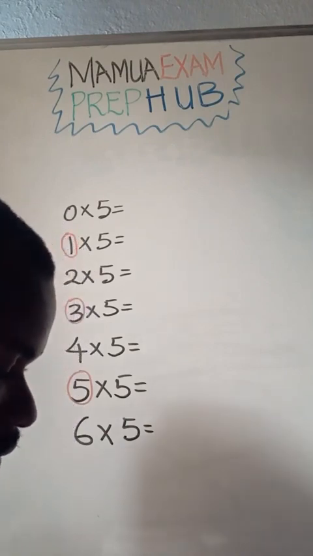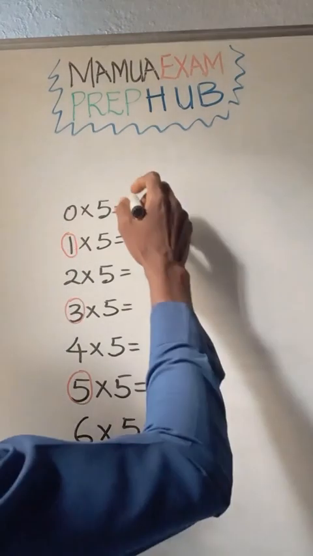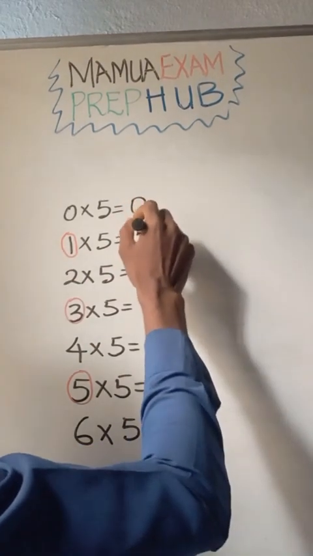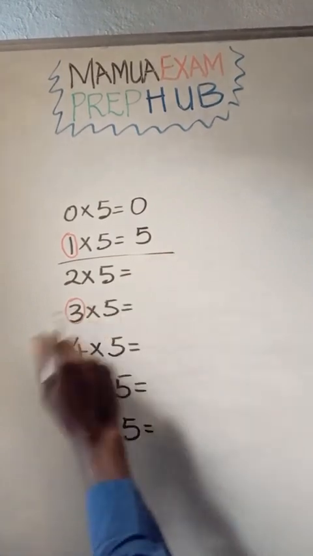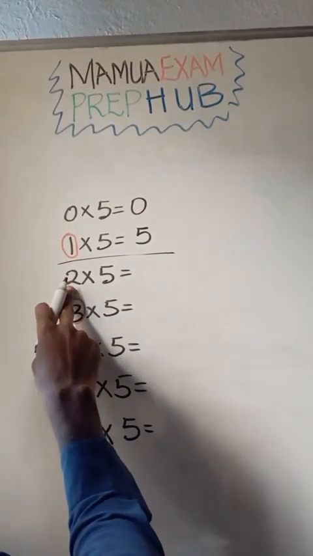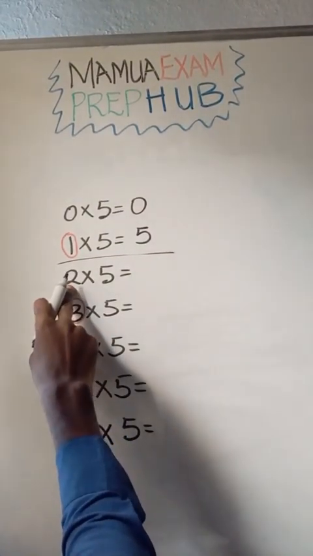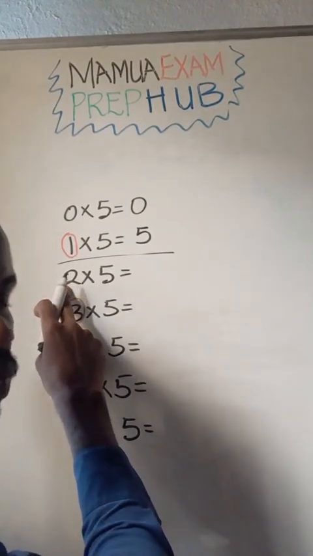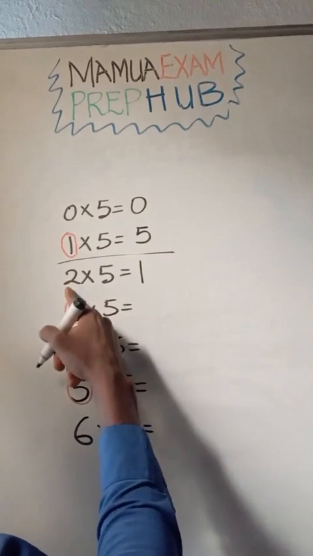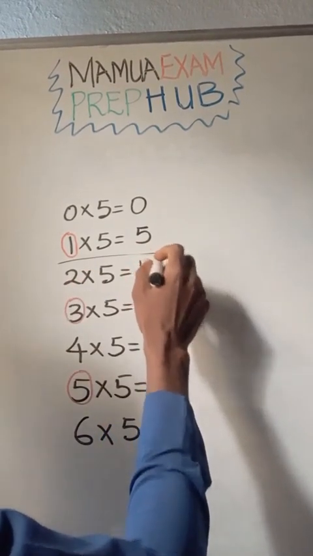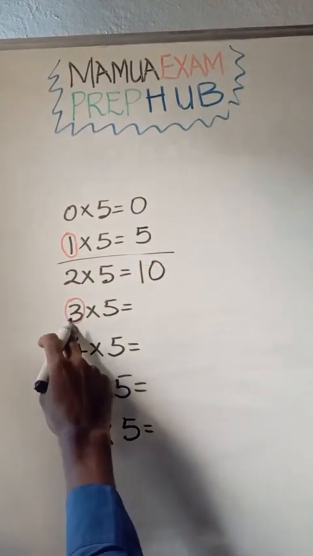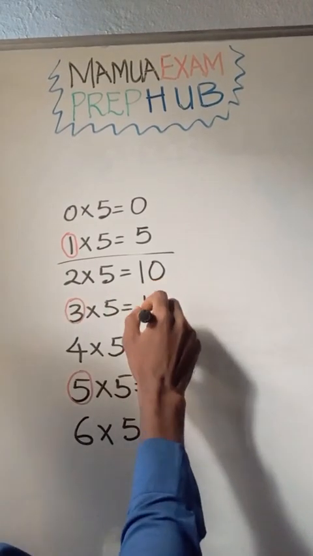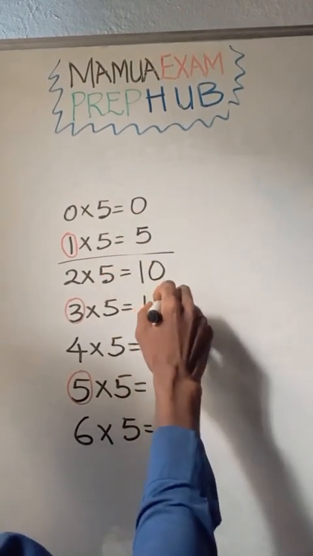So 0 times 5 is 0. 1 times 5 is 5. Now from this, I'm going to divide this by 2. 2 times 5, if I divide 2 by 2 is 1. So because 2 is not an odd number, you end it with 0. Now 3 times 5. If I divide 3 by 2 is 1. The one that remains will make it a 5.